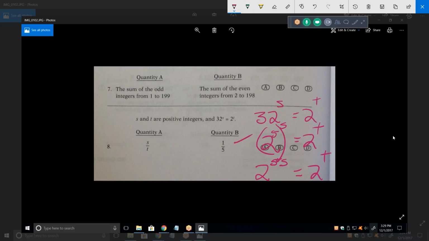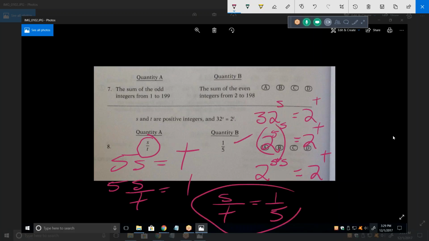You with me? You know exactly what I'm doing? Well, when I have one base to one exponent equals the same base to another exponent, then it's proper for me to say that 5S equals T. Only then. Okay, right. Only then can I do it. Well, they want S over T, so I'm going to divide both sides by T. So I get 5S over T equals 1. Now I'm going to divide both sides by 5. So I get S over T equals 1/5. There's my solution.